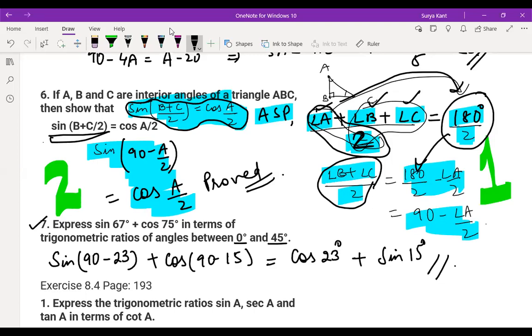Sir, can you repeat the last step? I'm repeating completely. Sine 67, we can write as sine of (90 minus 23). Yes or no? Again, cos 75, we can write as cos of (90 minus 15). Then you have to apply the complementary angles formula. Sine 90 minus theta is cos theta, and in place of theta, 23 is there. So cos 23. Cos 90 minus theta is sine theta, so sine 15, where 15 is the theta. Understood?